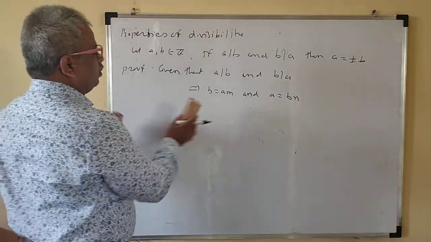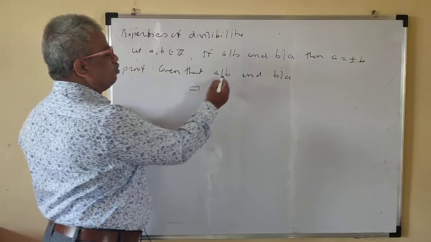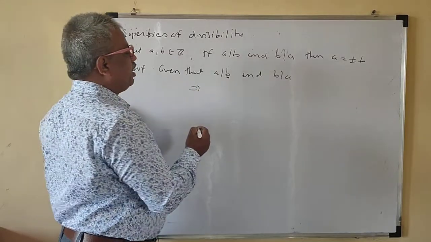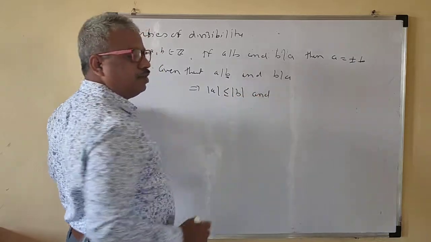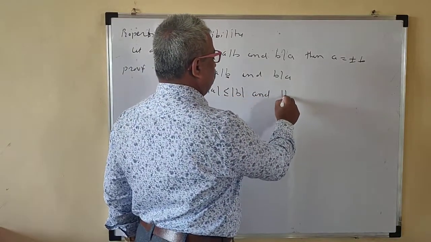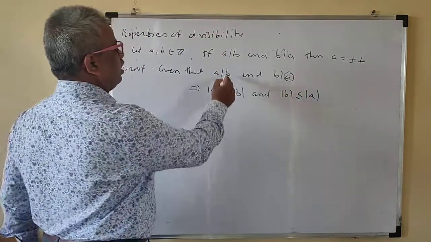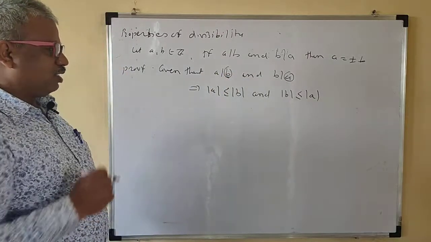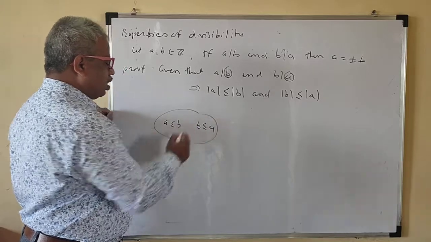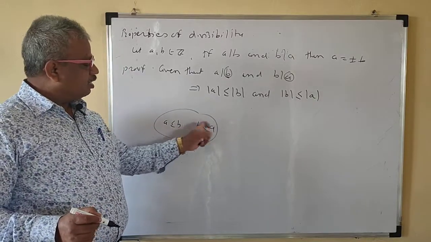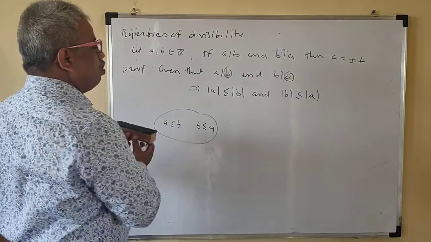Instead of applying the divisibility, what do we do? A divides B means what? This number is the greatest number. So mod A is less than or equal to mod B, and what does this imply? Mod B is less than or equal to mod A. This number is the biggest. So now A is less than or equal to B and B is less than or equal to A, which means they are smaller than each other. That means here mod A should be equal to mod B.